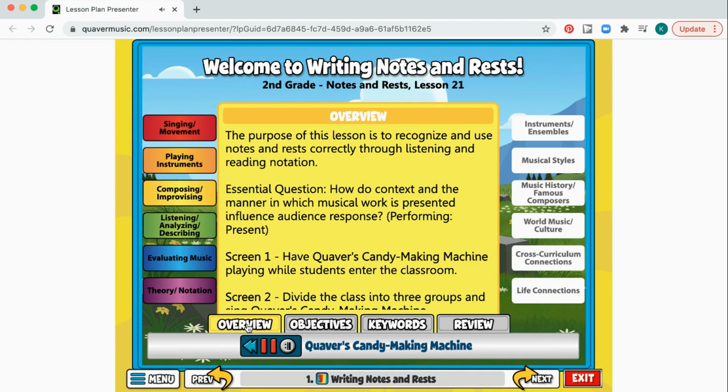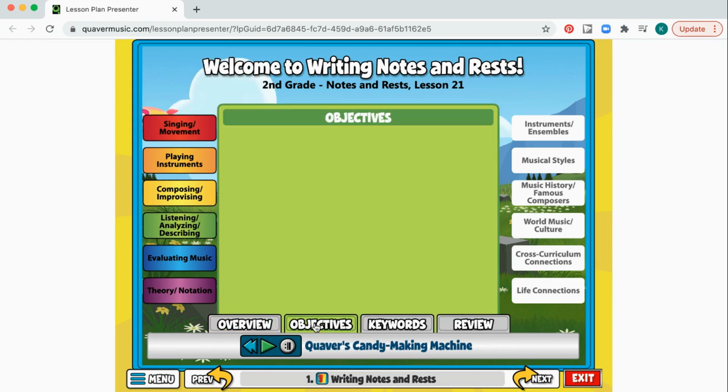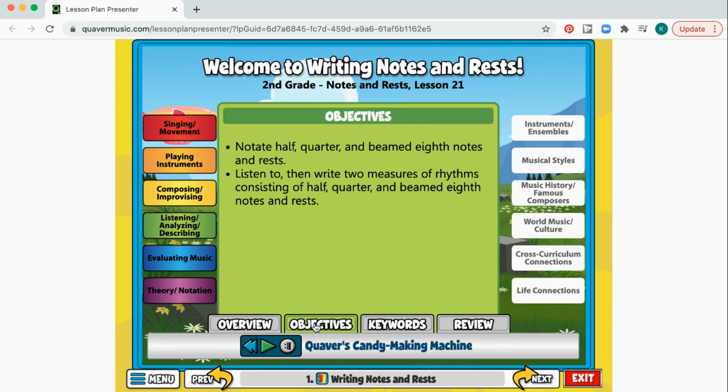Well, that is sure a very happy sound. Let's go ahead and take a look at our overview. The purpose of today's lesson is to recognize and use notes and rests correctly through listening and reading notation. Our objectives are to notate the half, quarter, and eighth notes and rests. Also, we would like to listen to, then write 2 measures of rhythms consisting of half, quarter, and beamed eighth notes and rests.